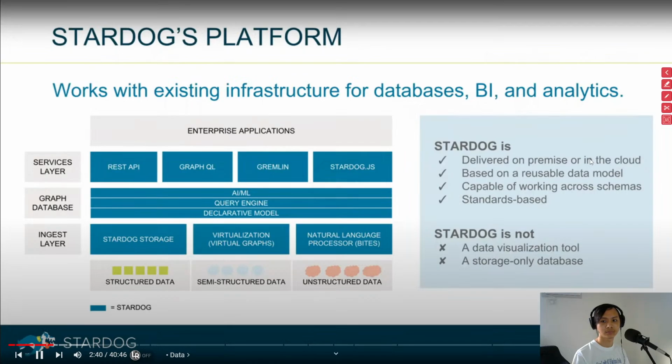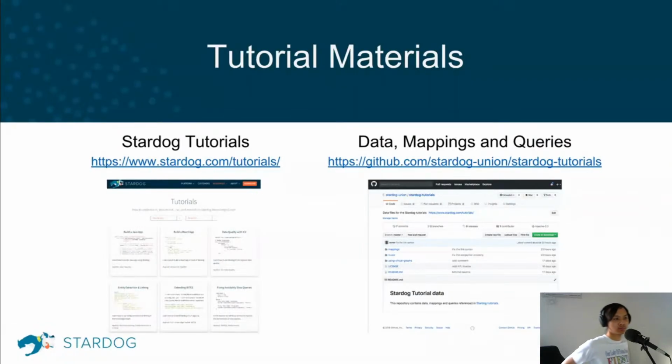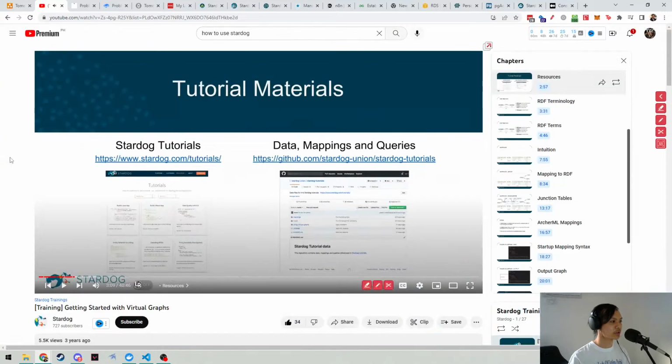In Stardog, we use this kind of unified view to connect the data sources and then provide tasks like business analytics, machine learning, and more over the knowledge graph. At this point, let me mention that the material that I will cover today, all the data files, mappings, queries are available. You can go to the tutorial. Let's see if those links are still alive.